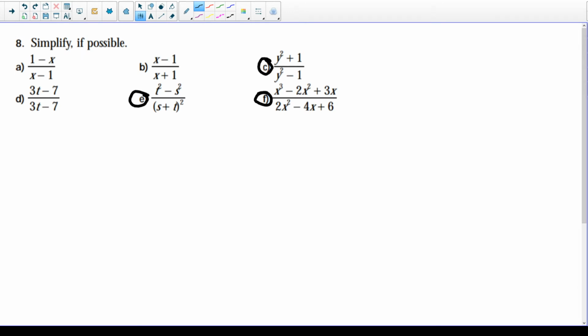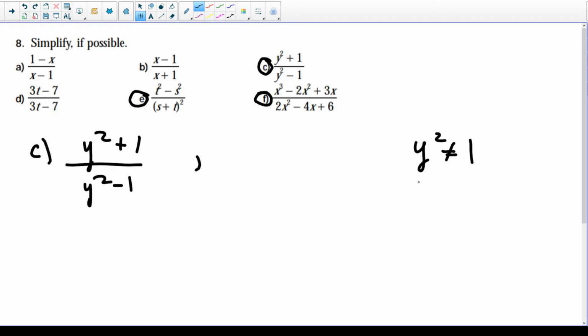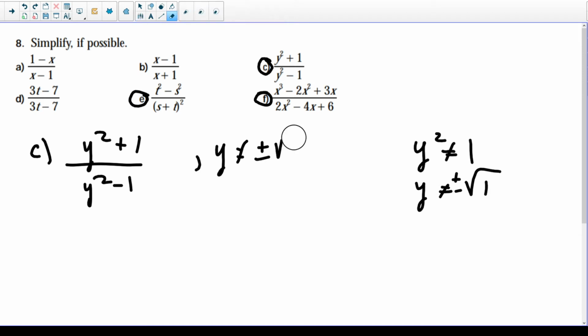Number 8, again, it always states to state the restrictions before you start to factor. So if we look at C, we've got y squared plus 1 over y squared minus 1. Our restriction would be that y squared can't be equal to 1. I'm going to write that off to the side here. That means that y can't be equal to the square root of 1, and that would be plus or minus, which is just 1, actually. Don't even need the square root anymore.